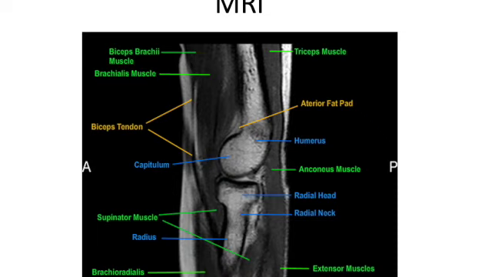So we would need to understand in each of these views which structures we're going to be able to see and what structures we're not. So having a good understanding of anatomy and good understanding of anatomic placement will definitely help you with that process.